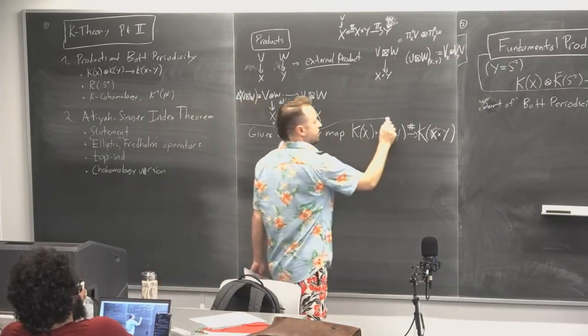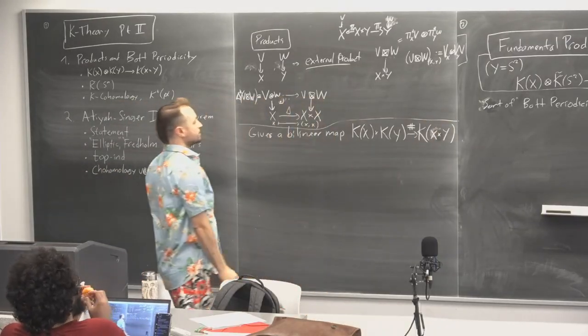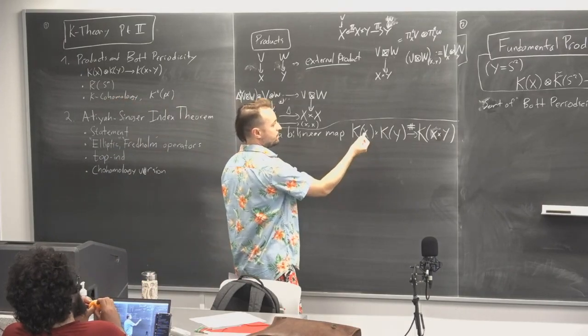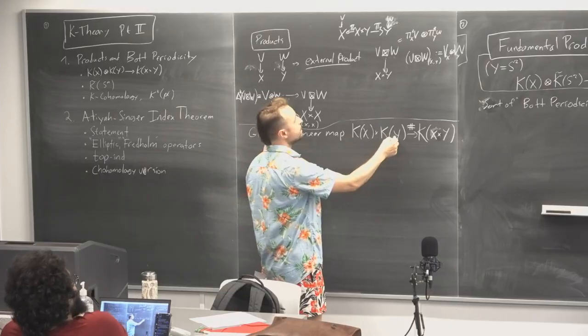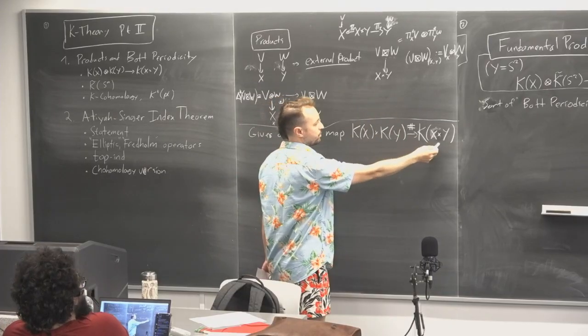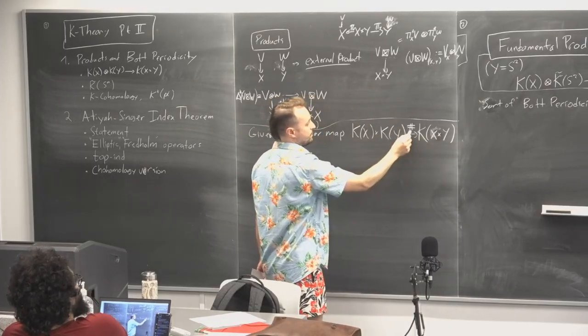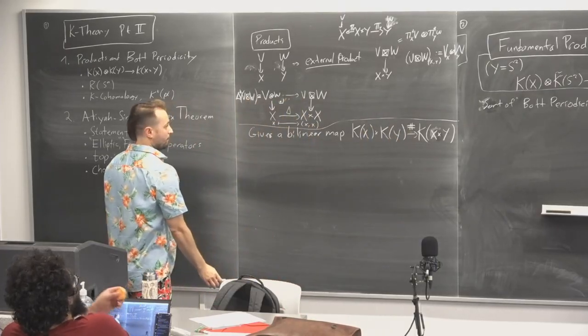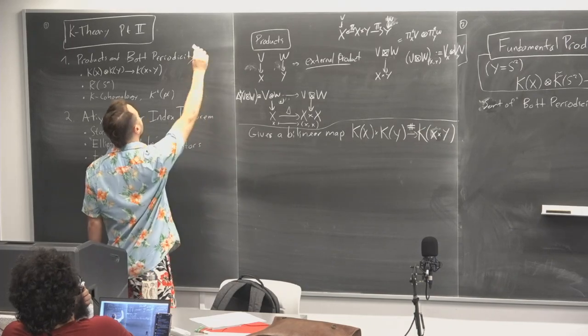This, you have to verify, but you can check that this does give a bilinear map on K-theory. So you take a K-theory element of X and a K-theory element of Y. You can form a sort of exterior product in K of X cross Y. And for whatever reason, I'm going to call this sharp. The reason is because this comes from my source.